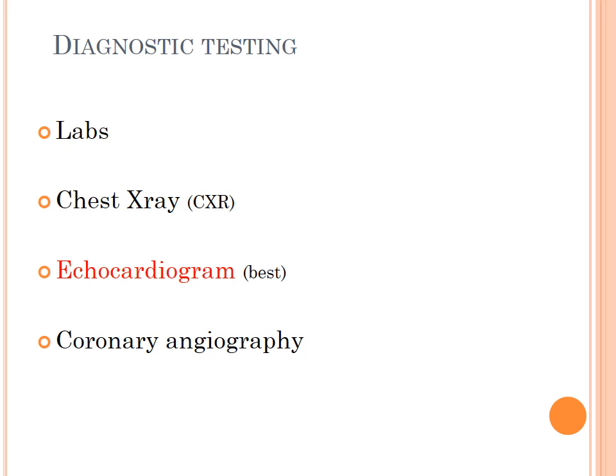We also can look at the ECG, the electrocardiogram, not the echocardiogram, but the electrocardiogram. And that can show us some abnormal rhythms. That's really what it can show us. It can also show us some left ventricle issues as well.